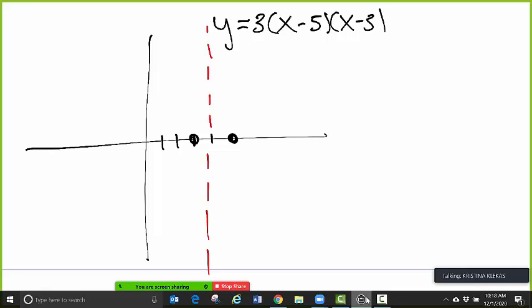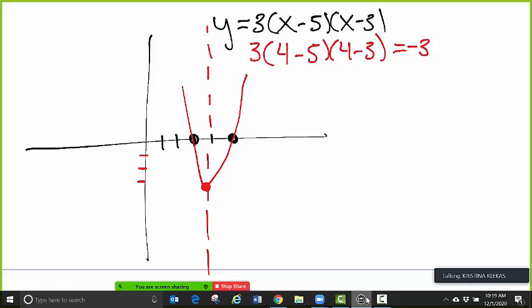And we're going to plug in the axis of symmetry. So everywhere there's an x, we'll put in a 4. And then use our calculator, and it will spit out -3. So I know I'm going to go over 4 and down 1, 2, 3. And that's my vertex. And I can already see what it's going to look like. Okay.